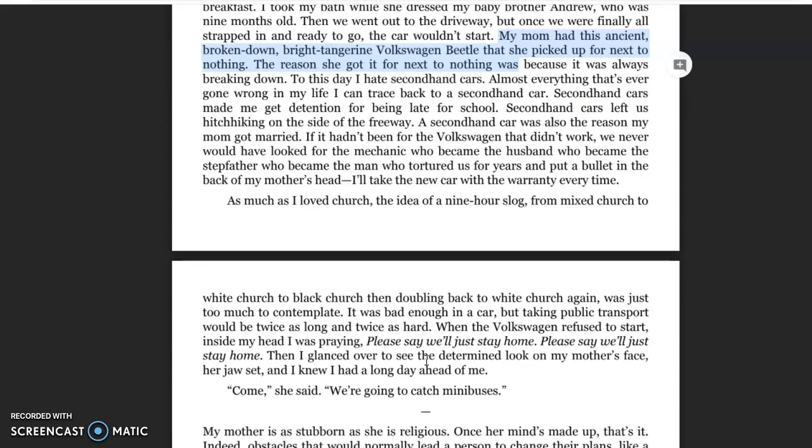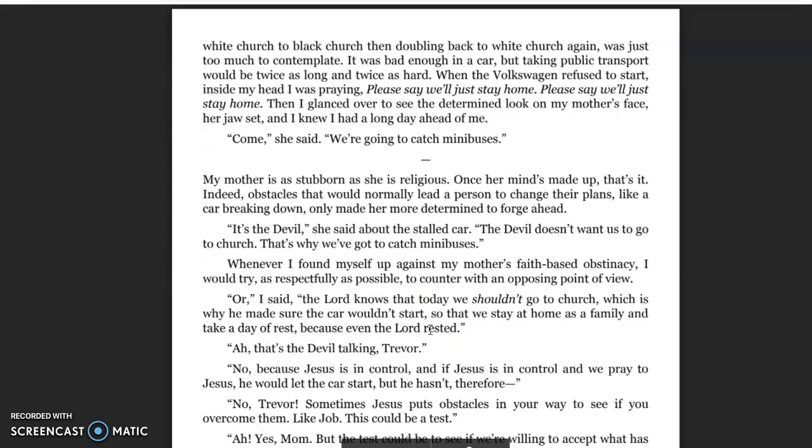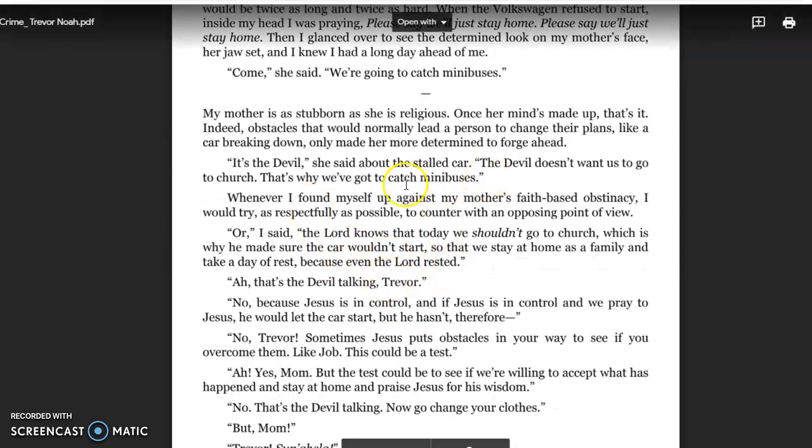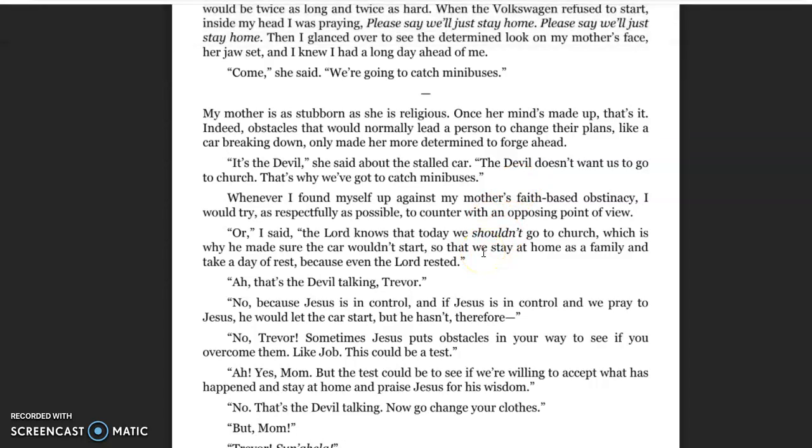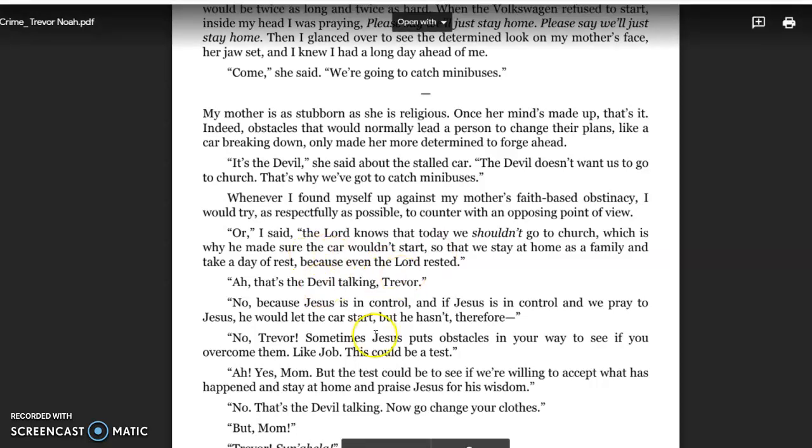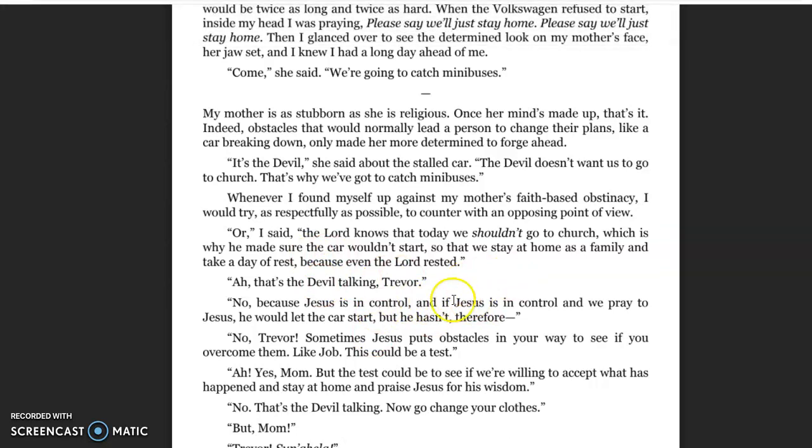Then we get into why, when the car didn't start, Trevor Noah was pleading, please say we'll stay home, but his mom was just determined: we're going to go to church. And we get a little more detail in this part that I didn't read, right after this, where she says, it's the devil, about the stalled car. The devil doesn't want us to go to church. That's why we've got to catch the minibus. And he said, or the Lord knows that today we shouldn't go to church, which is why he made sure the car wouldn't start. So we stay home as a family and take a day of rest.